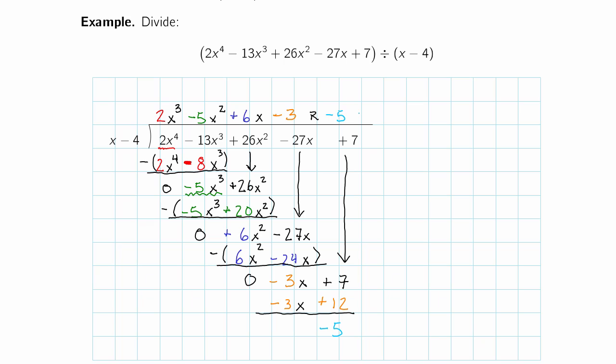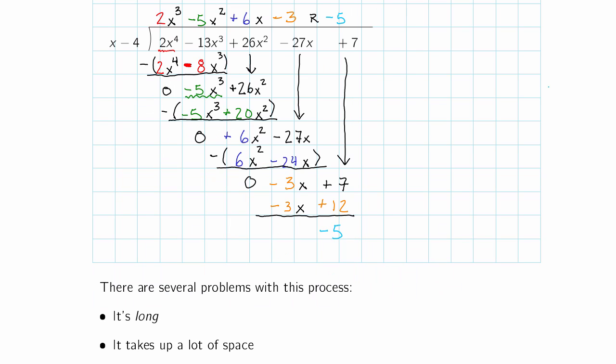Okay, so we can do this. We can do this all day long. It wouldn't take us very many problems for us to do this all day long, in fact. There are several problems with this process. The first one is, it's long. It also takes up a whole lot of space. And it takes up increasingly a whole lot of space too, right? If we have a long dividend, it gets wider and it also gets taller.